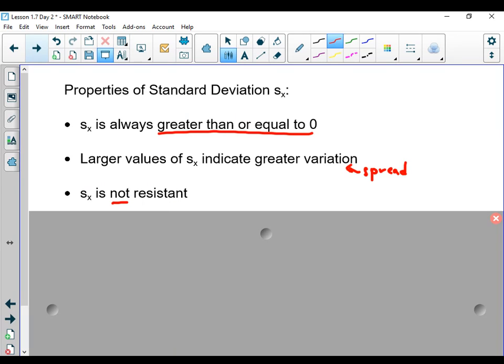That kind of makes sense because when we did standard deviation, what was the first thing we found in that table? What was the very first column? The mean. And the mean was not resistant. So if the mean's not resistant, and that's what we use, then that means standard deviation is not going to be resistant. Okay, that's because, again, this is based on the mean.